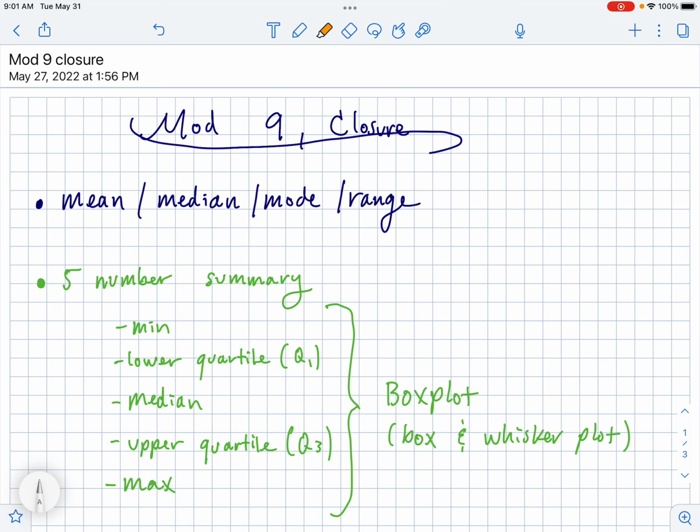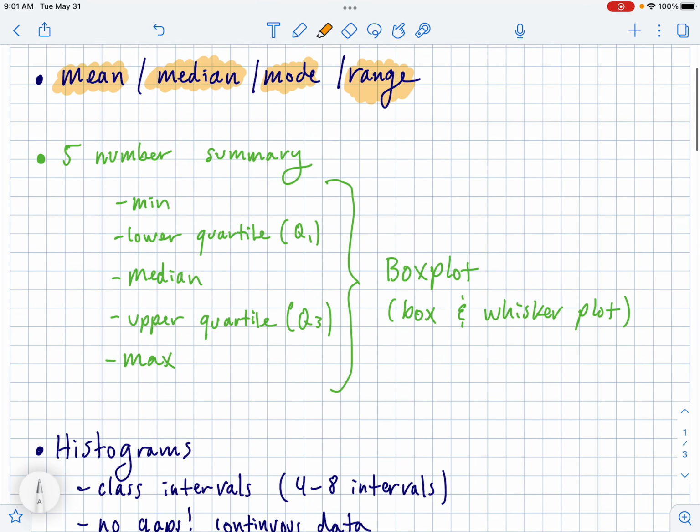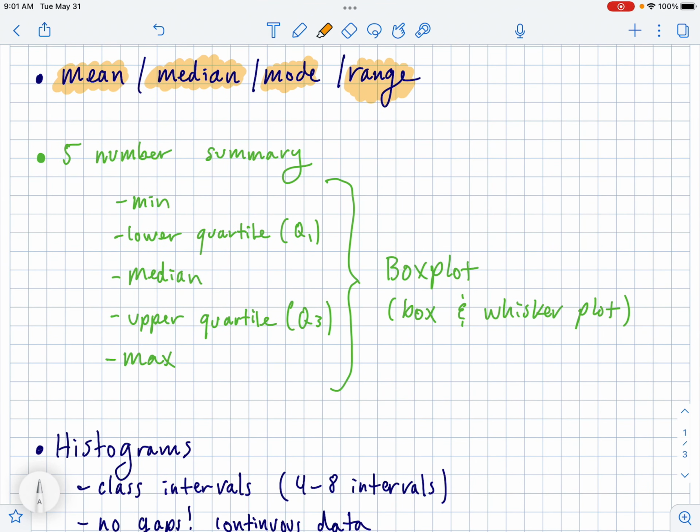So the first thing we did in this unit is some basic mean, median, mode, and range. Given a set of numbers, you should be able to find those. Remember, for the median, you have to put them in order. The mean is the average: adding them all together and dividing by how many there are. The mode is the one that occurs most frequently. And the range is the biggest minus the smallest.